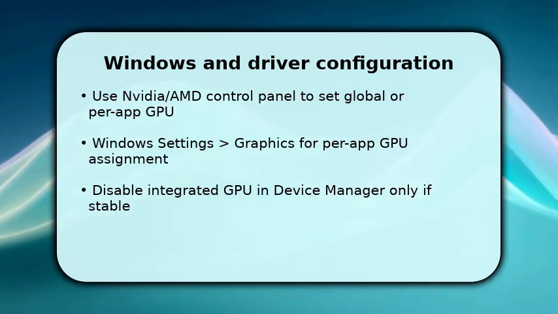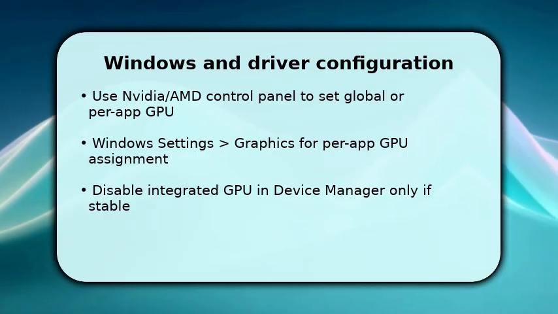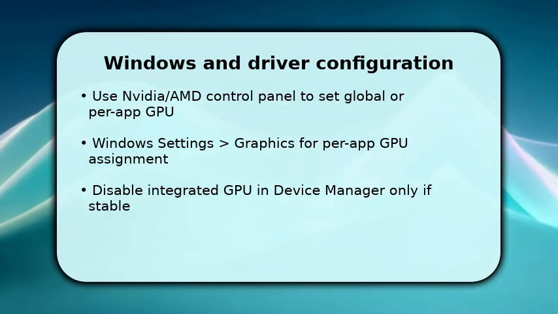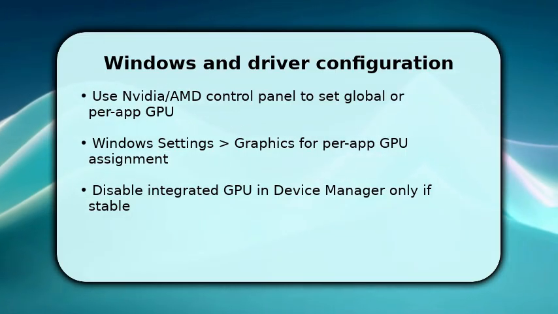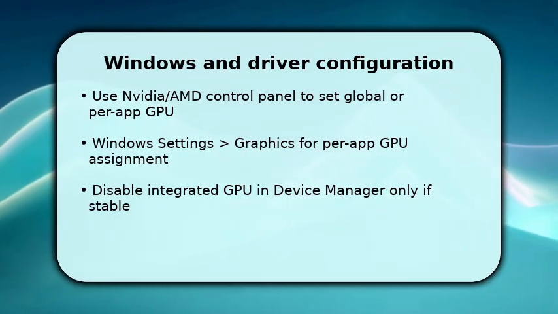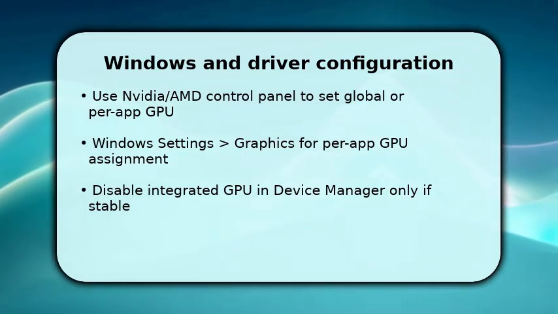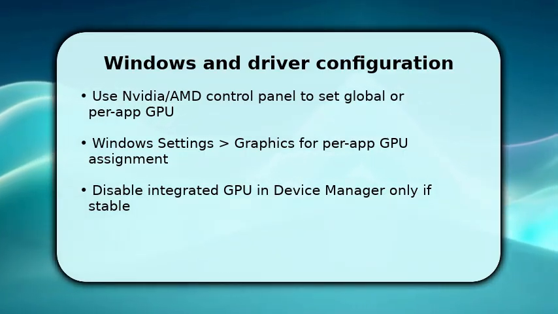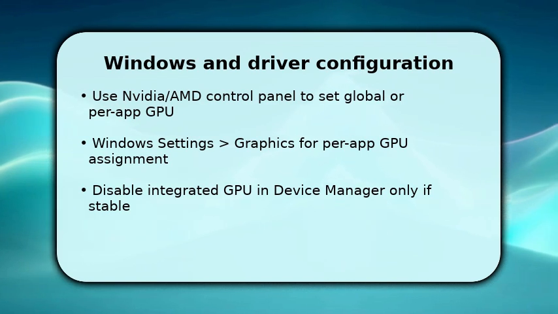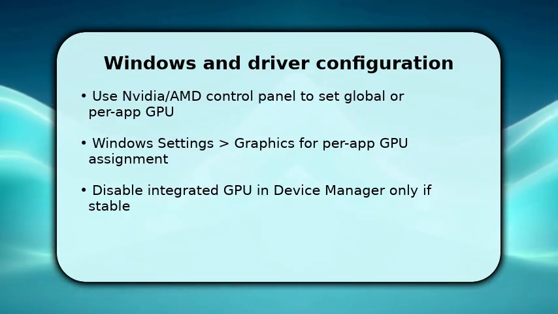If the control panel lacks an option, go to Settings, System, Display, Graphics and assign apps to High Performance, Discrete GPU, or Power Saving, Integrated GPU. Make sure drivers match the selection. Only disable the Integrated GPU in Device Manager as a last resort, because that can cause display or sleep issues.